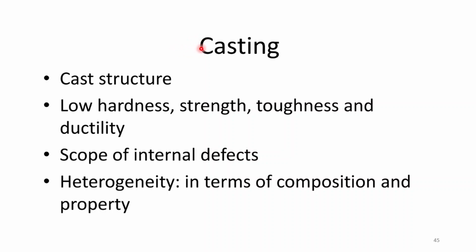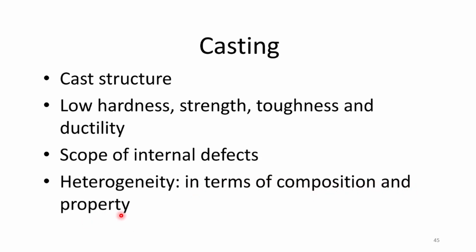So first is casting. In case of a cast structure, you will have low hardness. Why low hardness? Because the microstructure won't be very sound, and you will have a lot of defects in it. So it will have low hardness, low strength, low toughness and low ductility. For ductility also, rod type materials where you provide some deformation will have better properties. Scope of internal defects: there is the possibility of some porosity and heterogeneity in terms of composition and property.